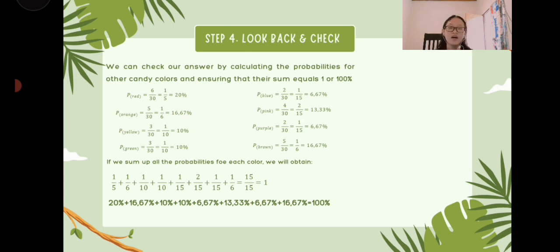Okay. This is how I applied the four steps in problem solving to solve these questions. I hope you all follow my explanation and understand the concept of probability.